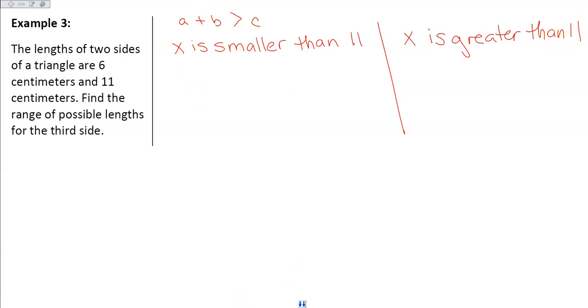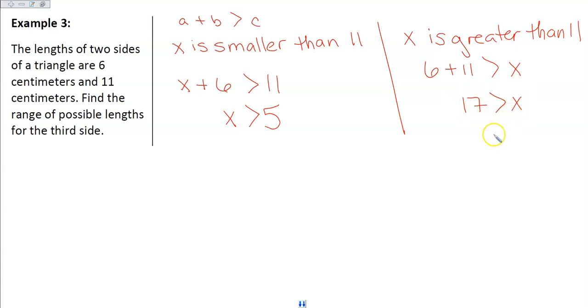All right, if x is smaller than 11, that means that my smallest two sides are x and 6, and they need to add to be greater than 11. So I'm going to subtract 6 from both sides, and I'm going to get that x has to be greater than 5. Now if x is greater than 11, then that means 6 and 11 are my smallest two sides. So I'm going to do 6 plus 11, and that has to be greater than x. So that means that x has to be less than 17.